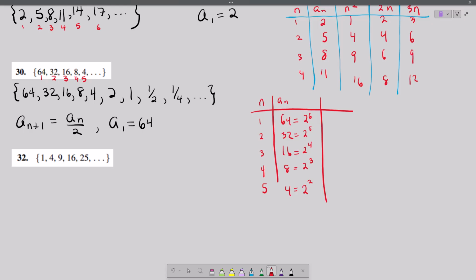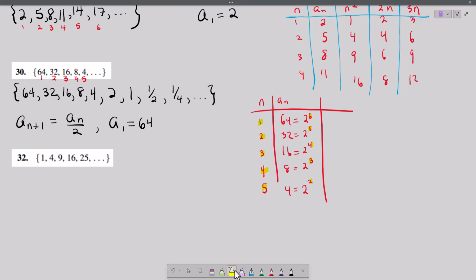Anybody see anything that might help us here? Any ideas for another column or for a possible formula? What do you notice about the n and the exponent? What's true? What's a pattern there? Say once again. So they all add up to 7, and then this is 1 less than that, right?